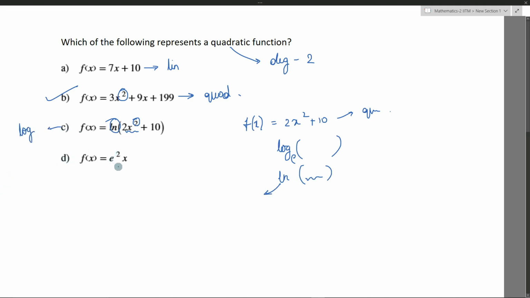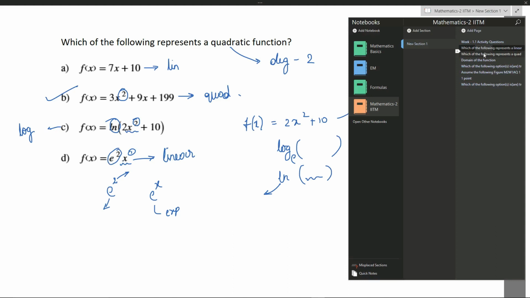Again, option D: we have e to the power 2t. What is e? e is a number. What is 2 also? It is a number. So this e to the power 2 whole is a constant, and we have a single degree polynomial, so this is a linear function, right? This is not to be confused with e power x. E power x is an exponential function, but e square x is a linear function. All right, so moving on.